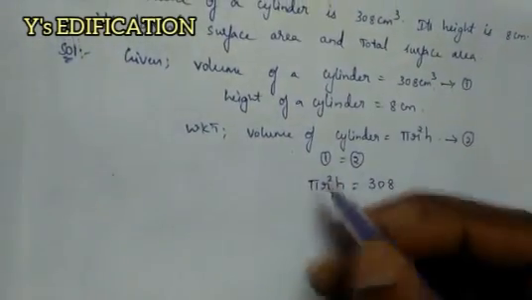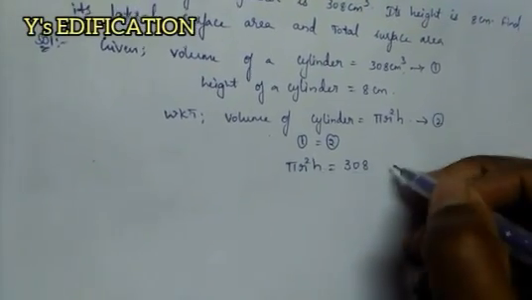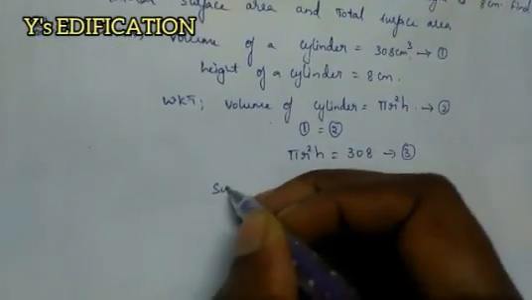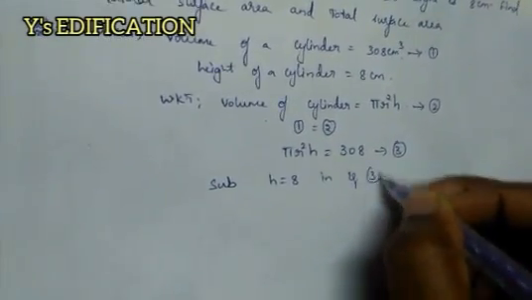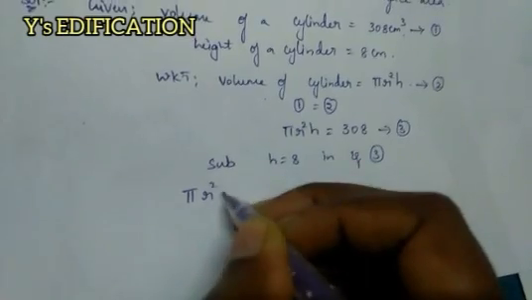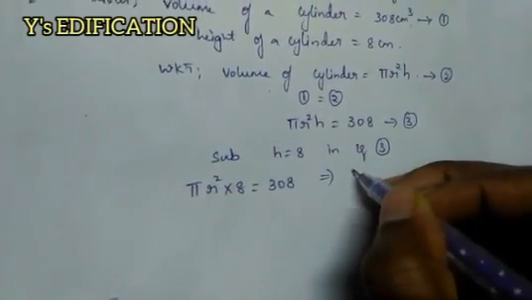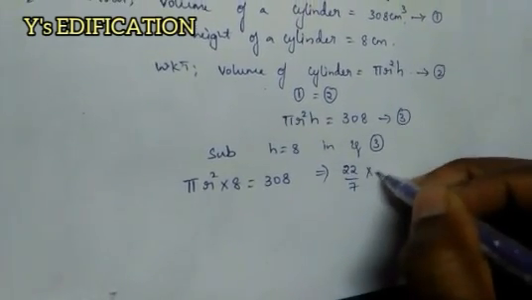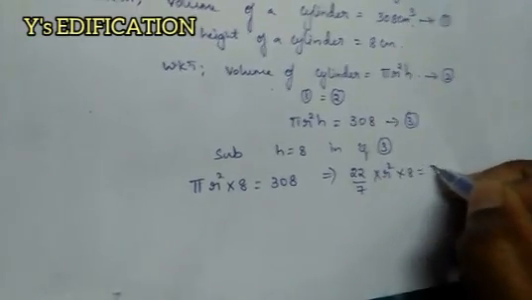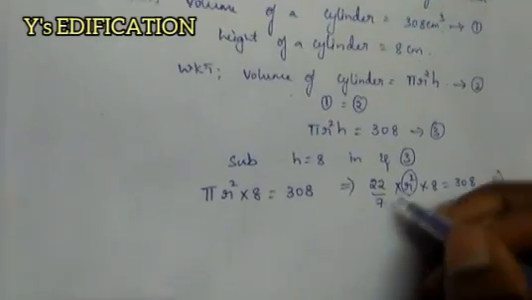Okay. So here they gave the height of the cylinder. Height is 8. So substitute the height in equation number 3. Substitute h is equal to 8 in equation 3. When we substitute, pi r square into 8 is equal to 308. That means pi, what is the pi value here? I already said that the pi value is 22/7, into r square into 8 is equal to 308. Now leave r square on the LHS side and send 22/7 and 8 to the RHS side.